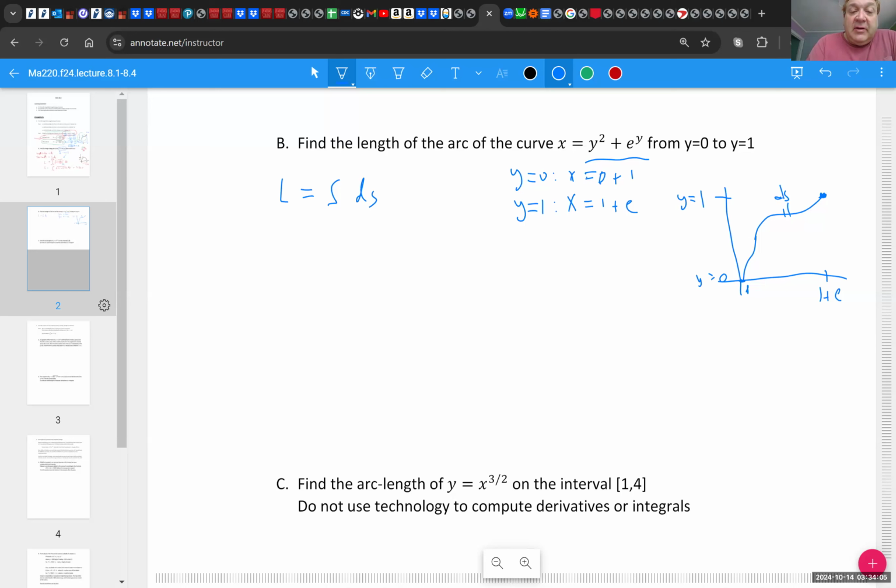So just for fun, I'll put it in terms of x's, since we just did that. If you want to look on the previous page for the formula for ds, or you might remember it by now, it's the square root of 1 plus dy/dx squared times dx. We need to find out dy/dx. So our function here is x equals y squared plus e to the y.